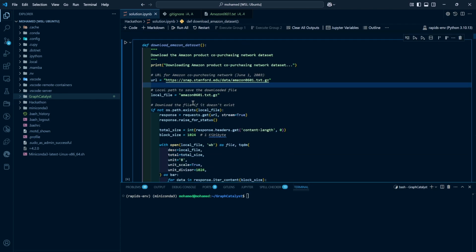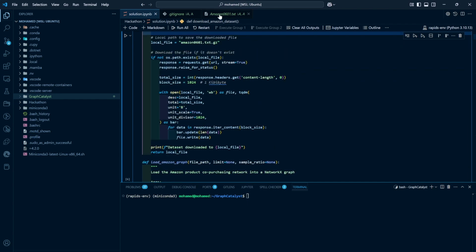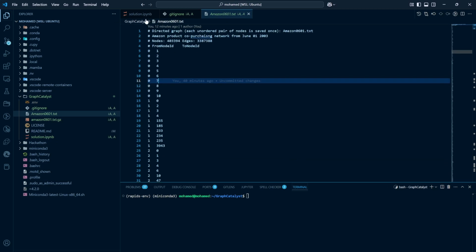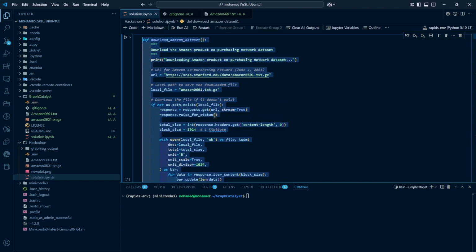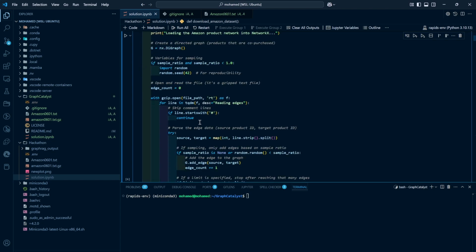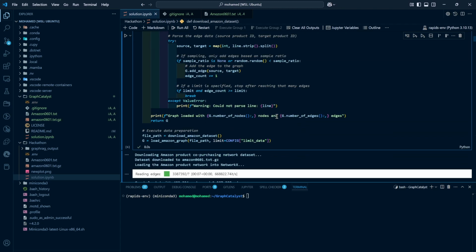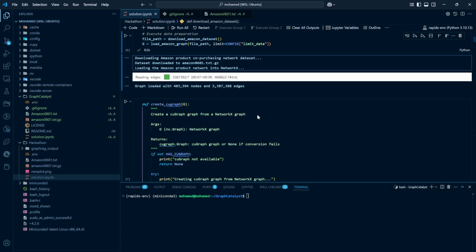So here we download the dataset, and we have the dataset here in .txt format. Then we're loading this dataset. So first we're creating a NetworkX graph, which we'll later convert to cuGraph. So yeah, we loaded it here.